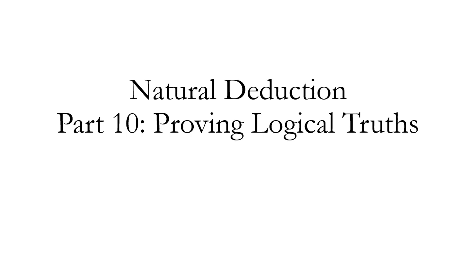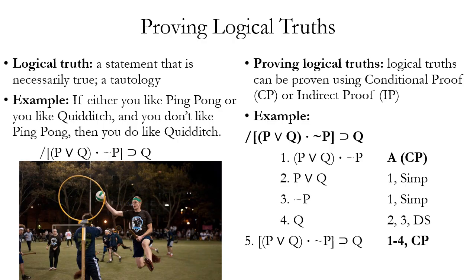In this video, we're going to look at doing natural deduction proofs in order to prove a logical truth as our conclusion. A logical truth is a statement that is necessarily true. So if you did a truth table for a logical truth, it would be true on every line of the truth table. Here's a natural language example of that.